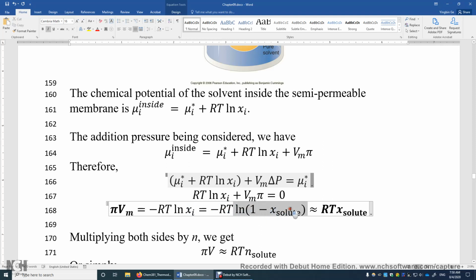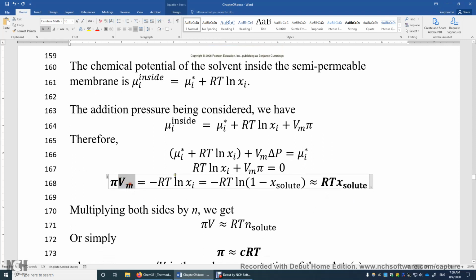And if you know how to do Taylor expansion of this, ln(1 minus x) is simply negative x. If you don't believe me, use your calculator, compute the logarithm of 1 minus 0.01. The result is about negative 0.01. The logarithm of 1 minus 0.00001 is, well, negative 0.00001. So just double check this. This is just the Taylor expansion of the natural logarithm. And then we have this approximation here, so it's pi V equals RT x solute.